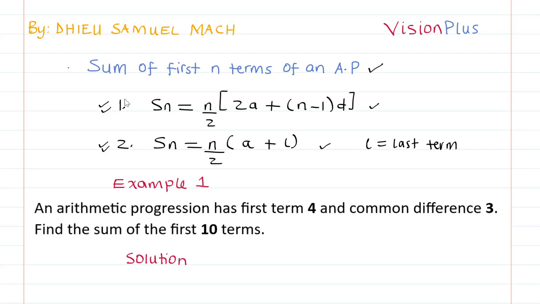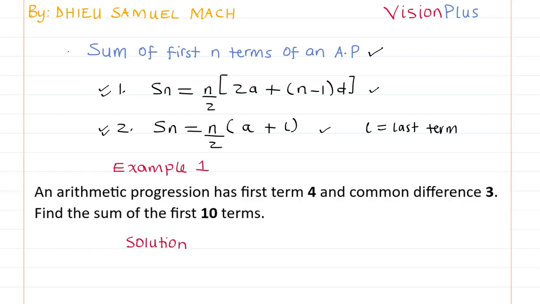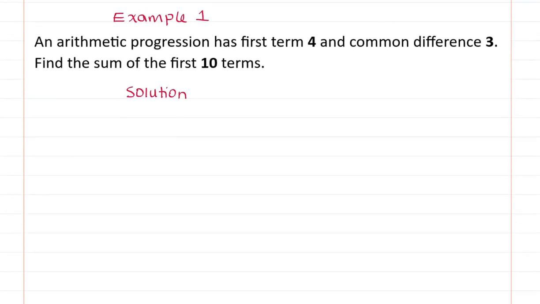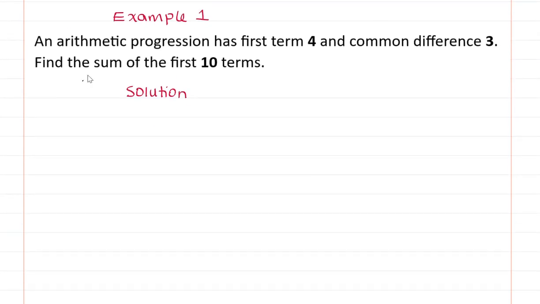Therefore, under finding the sum of the first n terms of an AP, we shall look at a total of 5 examples using the 2 identical formulas, just for practice. Otherwise, let us start off with example 1. Example 1: an arithmetic progression has the first term 4 and common difference 3. Find the sum of the first 10 terms.